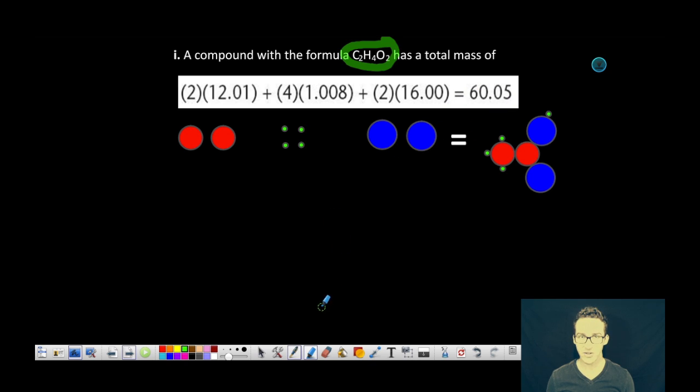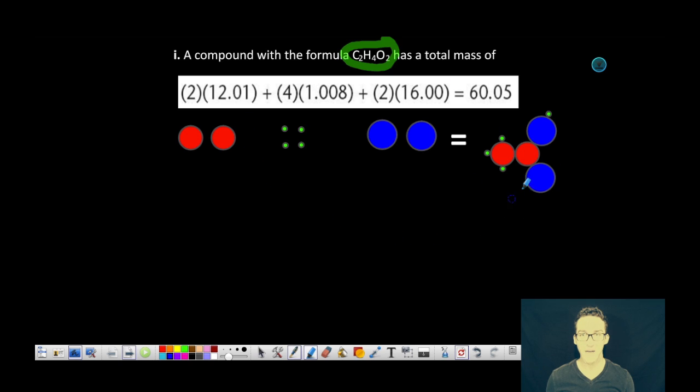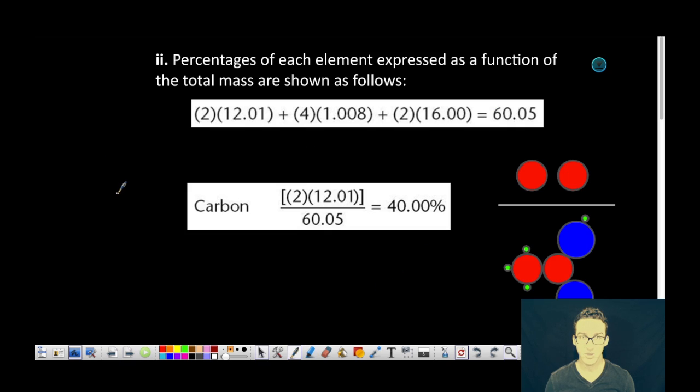Now, all of those values come from the periodic table. The 12.01 for your carbon, the 1.008 for your hydrogen, and the 16.00 for your oxygen. And that will give you the total mass of your compound. In order to determine the percentages of each of the elements by mass, again, it's just a matter of taking the part over the whole and multiplying by 100.